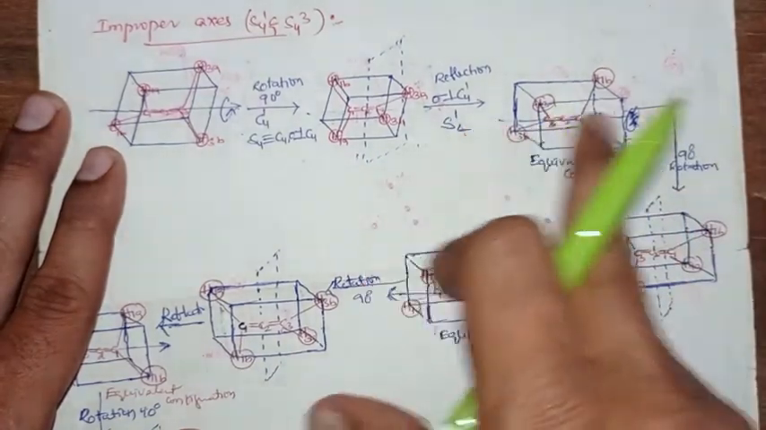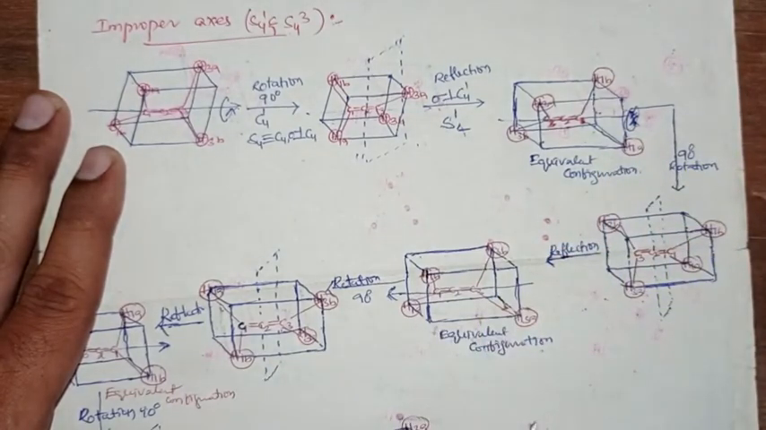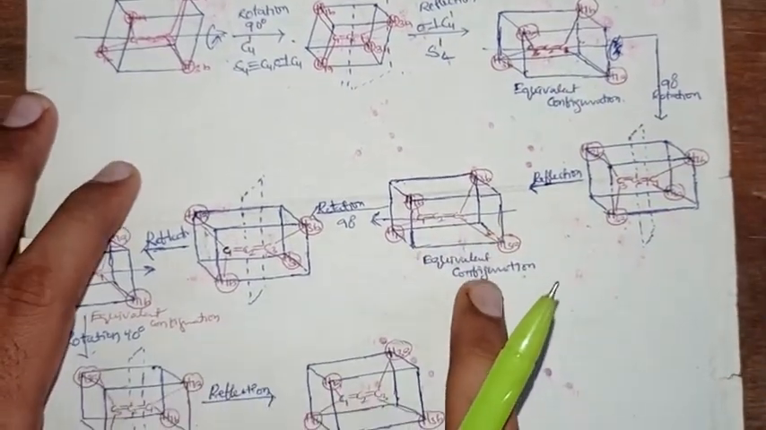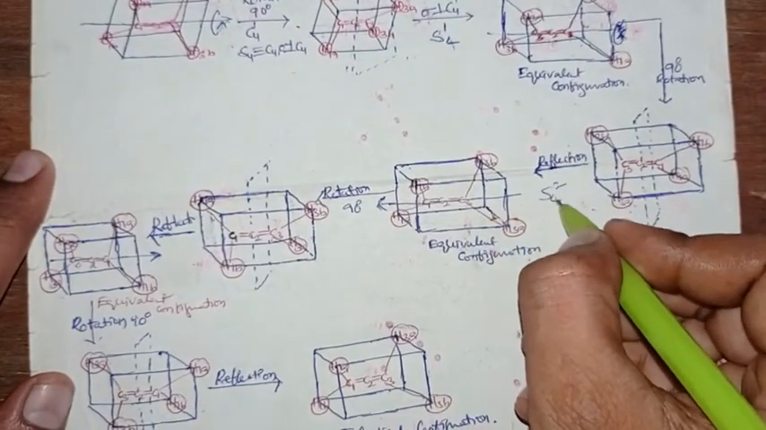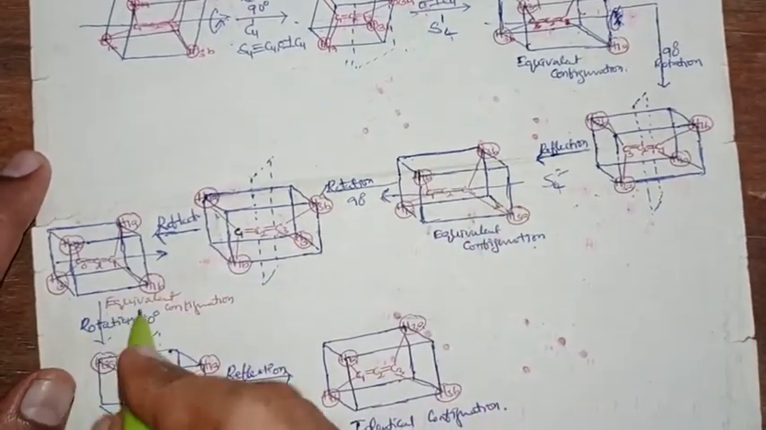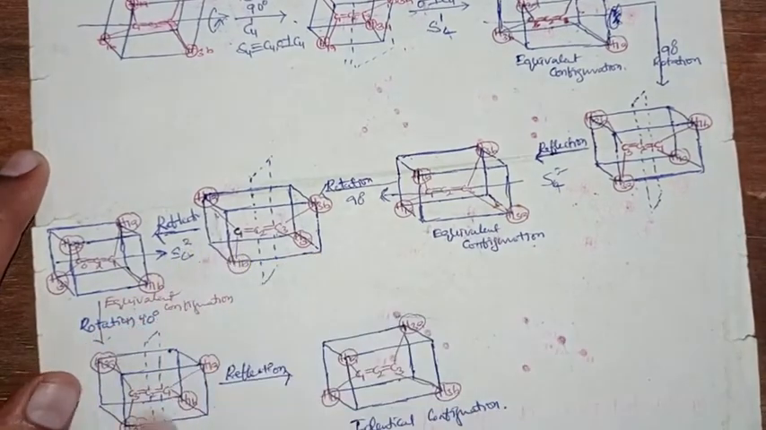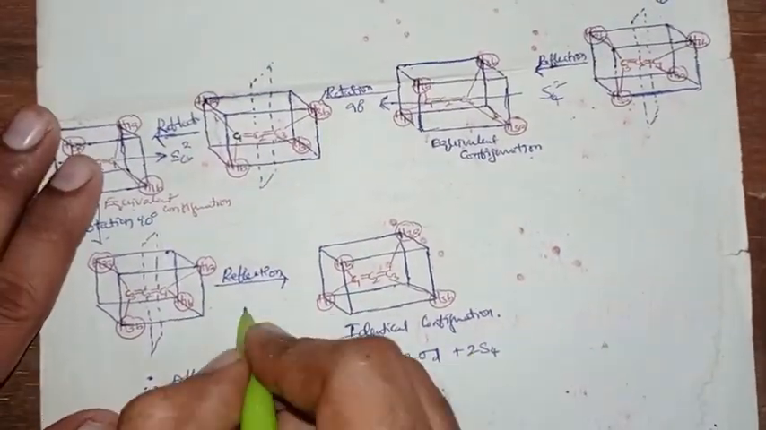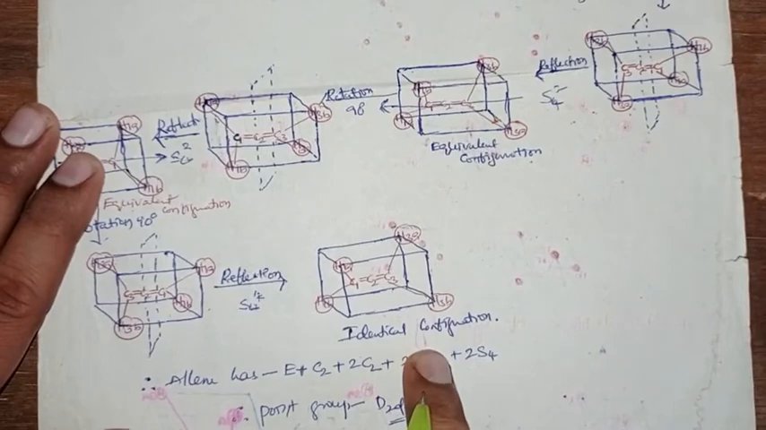Generating an equivalent configuration is not enough; we have to continue until an identical configuration is generated. Rotation followed by reflection again gives another equivalent configuration, which is S42. Again rotation followed by reflection gives another equivalent configuration, which is S43. Doing another rotation followed by reflection, we call it S41, and S41 generates an identical configuration.